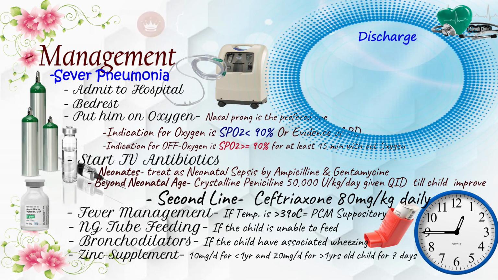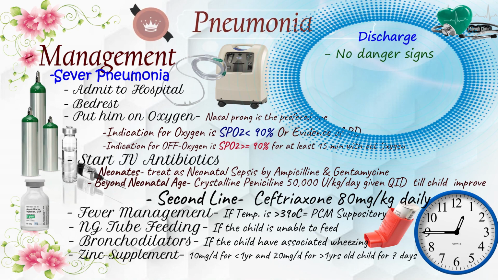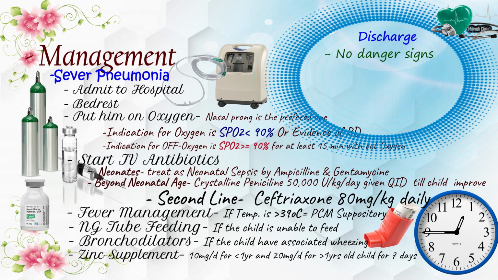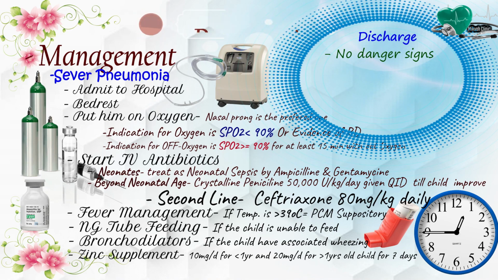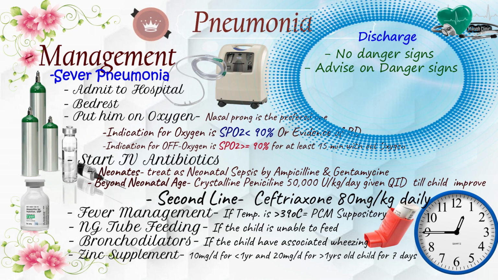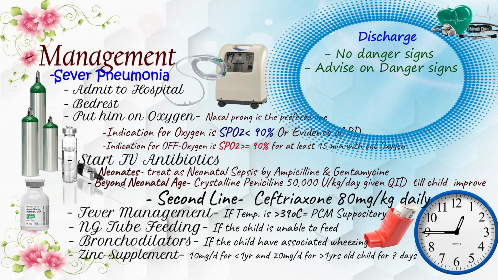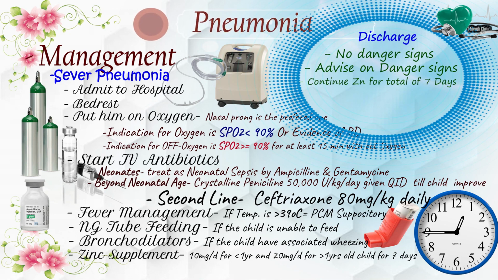When do we discharge this child? When there are no danger signs, which means the cyanosis, the respiratory distress, if the child is able to feed now, if the mentation is normal, the absence of all these danger signs, then it is one of the criteria. The other thing is, we have to advise the mother on danger signs, because a recurrence of pneumonia may occur. And during discharge, the zinc supplement should be continued, and we have to change the IV medication to oral.